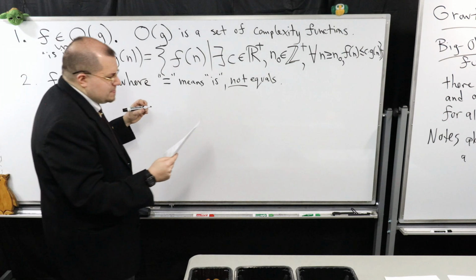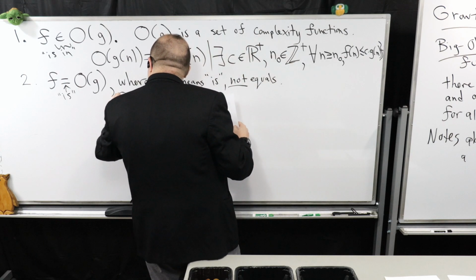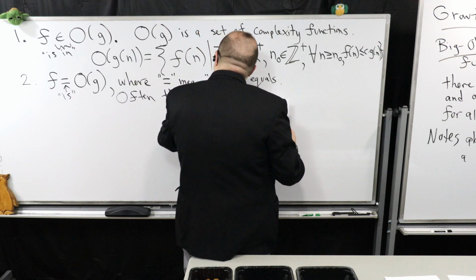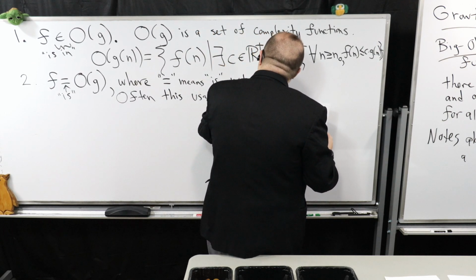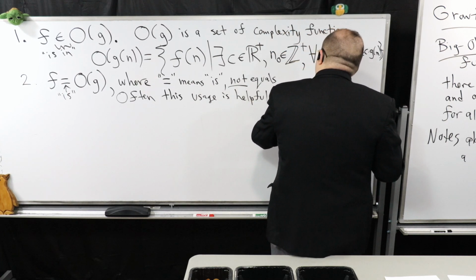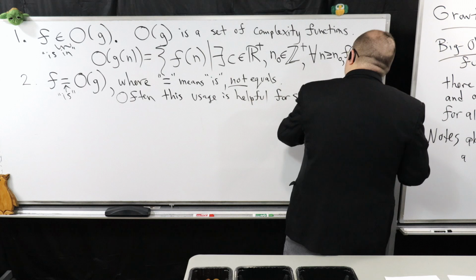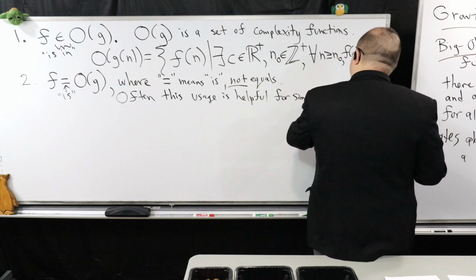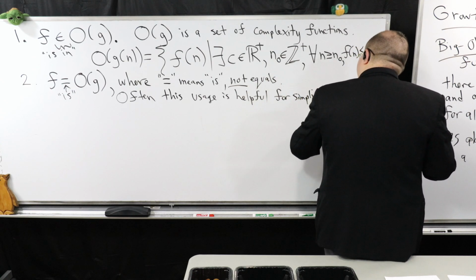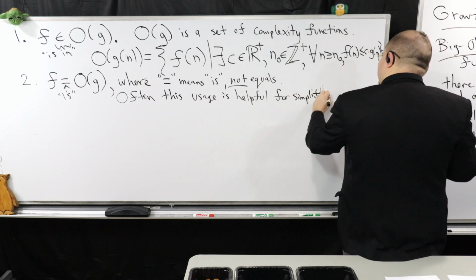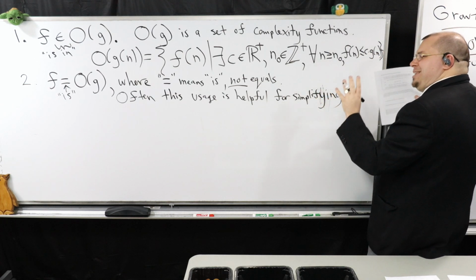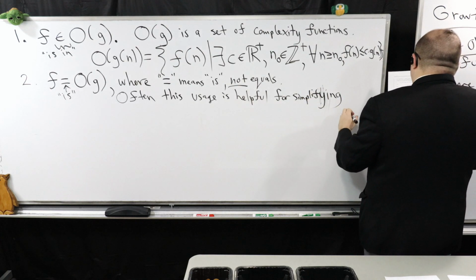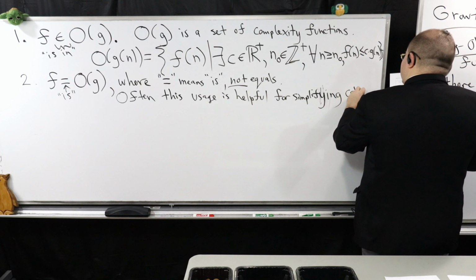So let me just say, often this usage is helpful for simplifying calculations. For some reason I can't spell at the moment. This says simplifying, by the way. I'm just joking around with you. My apologies. For simplifying calculations.